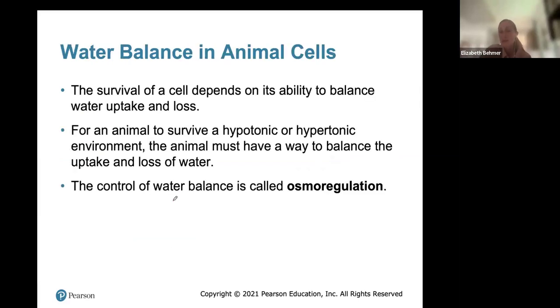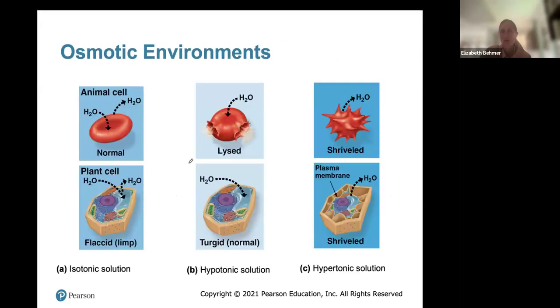The survival of a cell depends on its ability to balance water uptake and loss. And the control of water balance is called osmoregulation. This occurs in our cells all the time, whether we're talking about plant cells or animal cells. Here we have an animal cell in an isotonic solution, where it's happy and the shape is maintained. If we put an animal cell in a hypotonic solution, water rushes into the cell, causing it to break apart or lyse. And if we put a cell into a hypertonic solution, water rushes out of the cell and it will shrivel up.